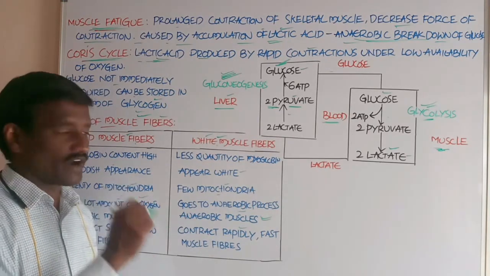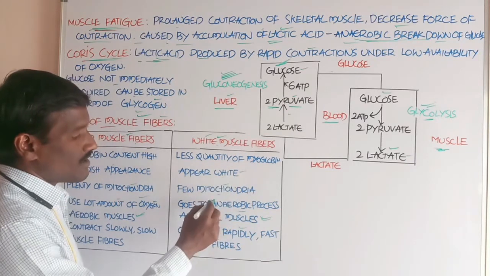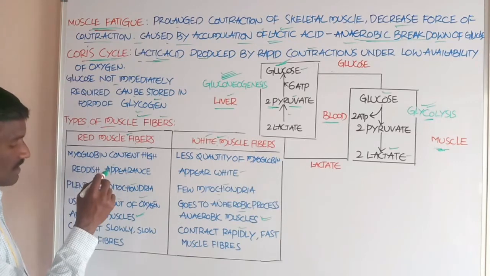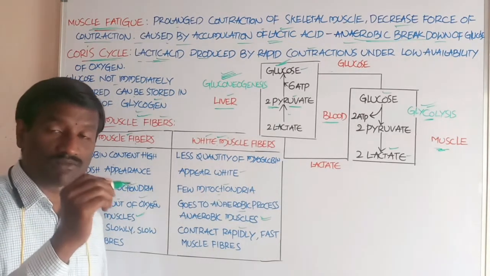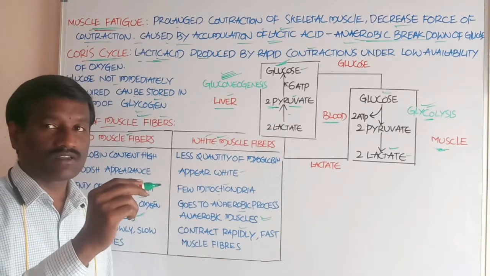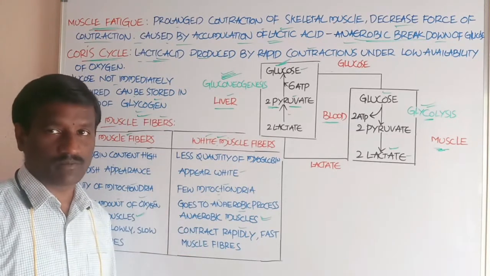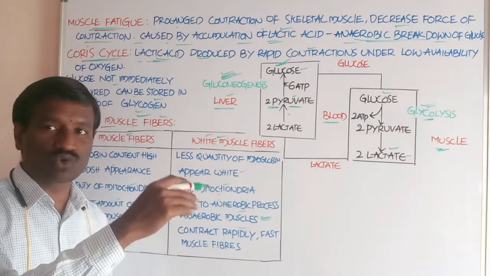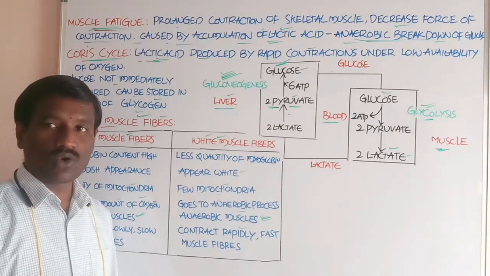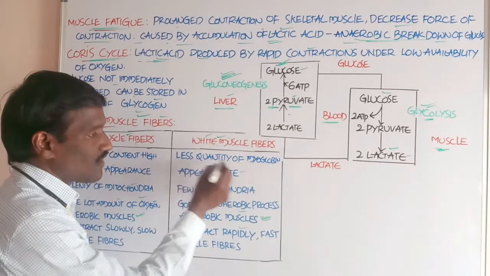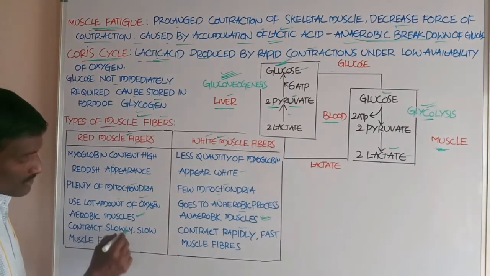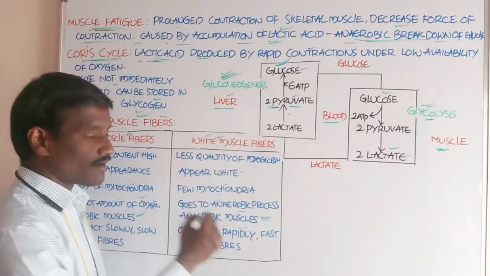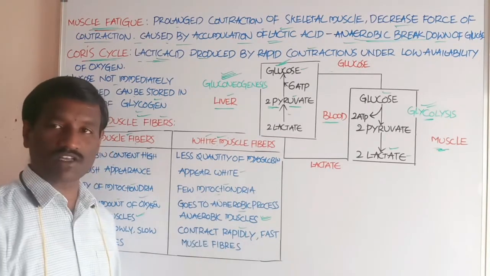Few mitochondria are present in the white muscle fiber, and because of few mitochondria, this muscle fiber goes to anaerobic respiration. Red muscle fiber is called aerobic muscle because the muscle fiber goes through aerobic respiration. Okay, student, and white muscle fiber is called anaerobic muscle because it goes through anaerobic respiration due to the low amount of mitochondria and less quantity of myoglobin. Another point, red muscle fibers contract slowly, and these are called slow muscle fibers. White muscle fibers contract rapidly, and these are called fast muscle fibers.